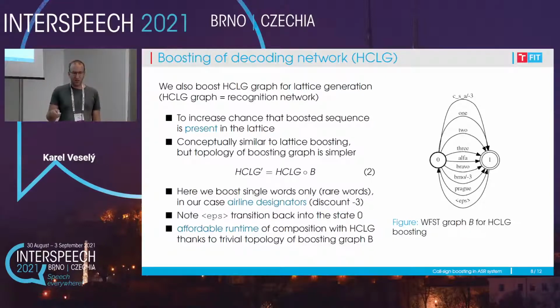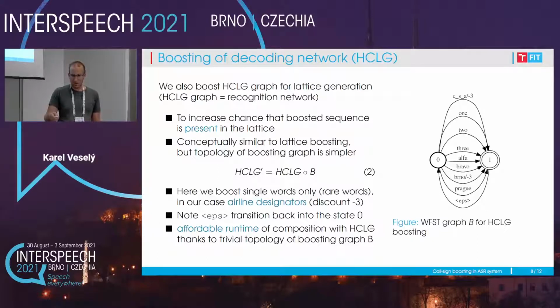In this case, this is to make some rare words more likely to appear in the lattice. Especially for these airline designators, there are lots of them, and some are similar. It could happen that they would not appear, so by giving some score discount, we can help them appear in the lattice to further help the boosting work better.